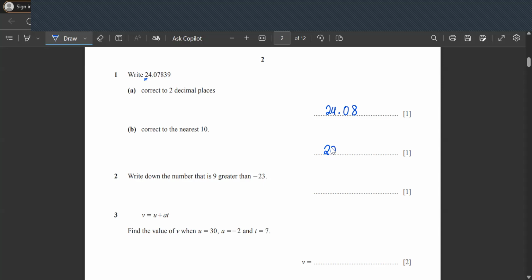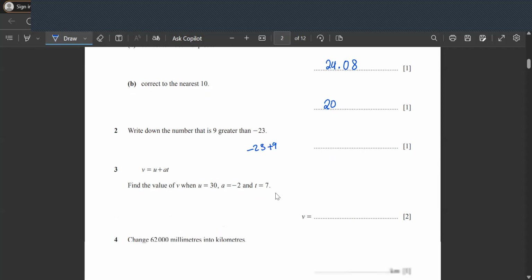Write down a number 9 greater than negative 23. What would I do? Add or subtract? Add. Add negative 23 plus 9. Okay? Here is substituting.